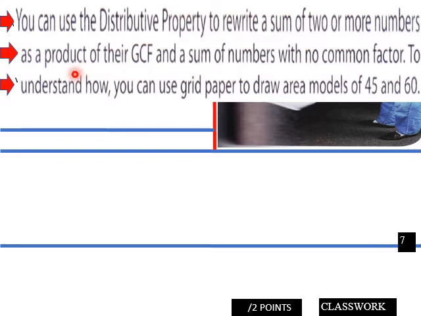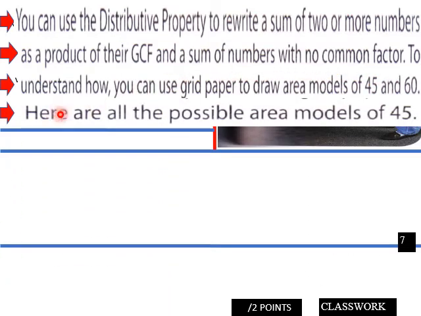Okay, 2. Understand how you can use grid papers. We're going to get some graphing paper, students, to draw area models of 45 and 60. Here are all the possible area models of 45.